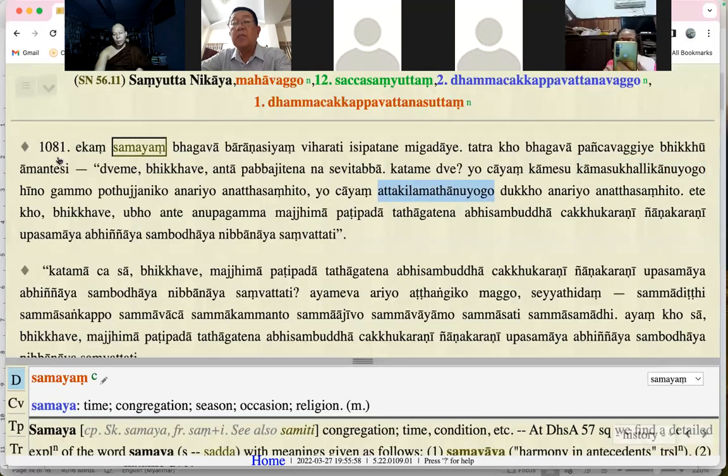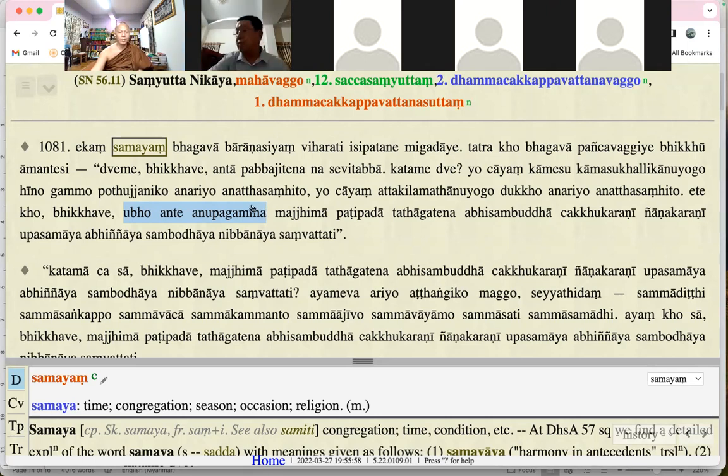These two, at the very beginning, should not be followed, should not be practiced. That is Anupagamma. So, Ete Ubho Ante Anupagamma means without practicing, without following. That is just a connection to the previous sentence, so it is not the main thing for the next line. The next line is Majjhima Patipada. Even though there is much information, Majjhima Patipada Tathagatena Abhisambuddha Cakkhukarani Nanakarani, what is important to understand is Majjhima Patipada.